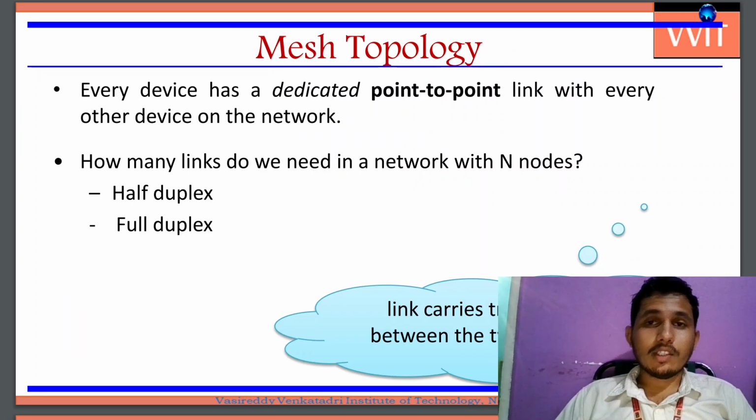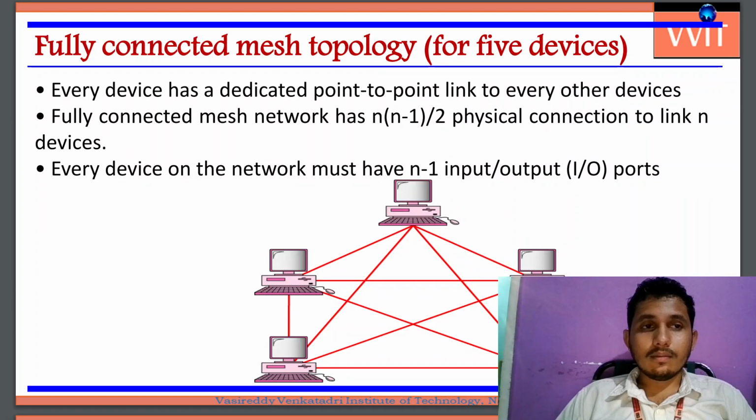So let us get started with mesh topology. Every device has a dedicated point-to-point link with every other device on the network. So every device is connected to every other device. Based on the number of links, we have two types again, half duplex and full duplex. In full duplex, every device has a dedicated point-to-point link to every other device. A fully connected mesh network has n into n minus 1 by 2 physical connections for n devices. Every device on the network must have n minus 1 input/output ports.